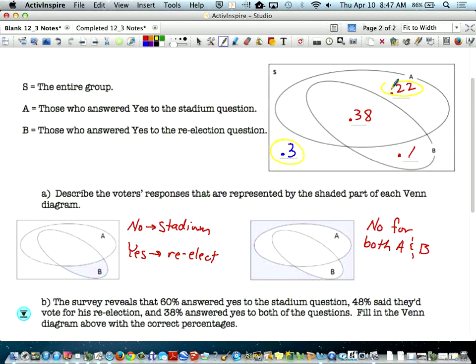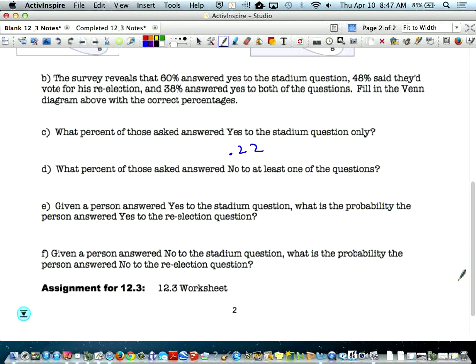Or that group. So you add up those three numbers. And what do you get? 62%. Everything outside of the overlap. Because if you make a tree diagram, sometimes it'll help to make a tree diagram. Yes, no, that counts. Yes, yes is the only one that doesn't count, right?